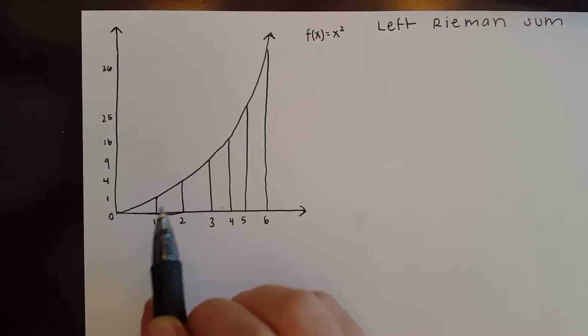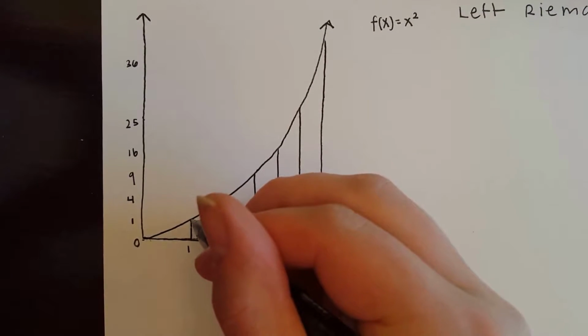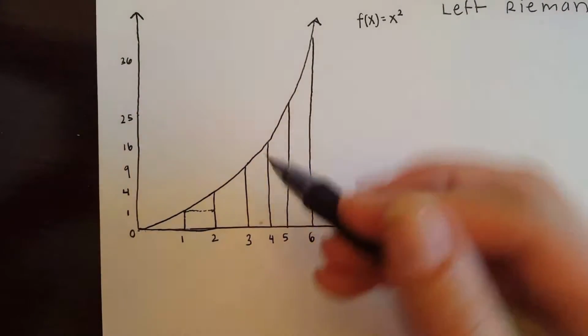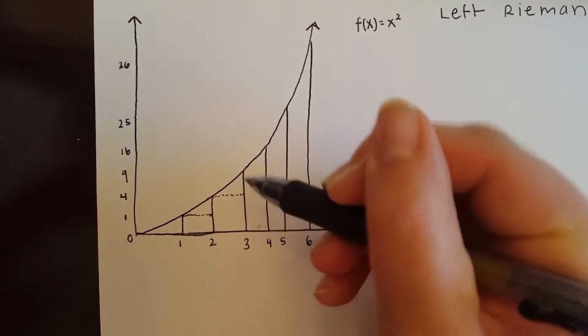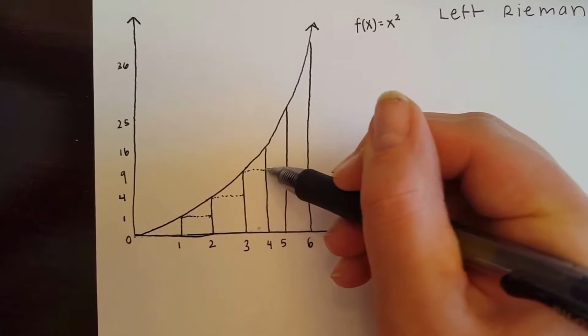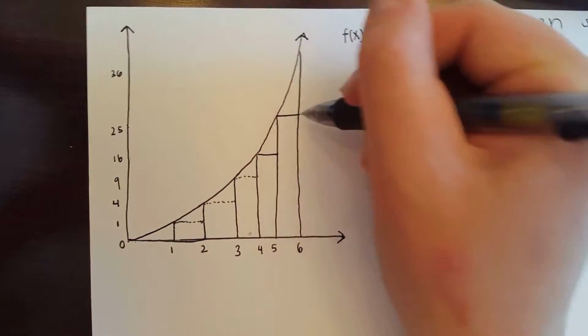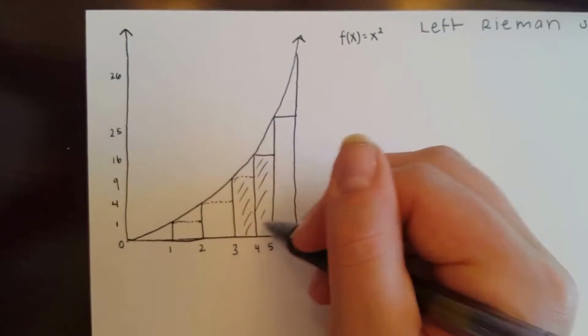Now let's move to x equals 1. At x equals 1, the graph equals 1, so the height of the rectangle will be 1. And we'll continue doing that throughout the whole graph. So at x equals 2, it equals 4. So the height of this rectangle is going to be 4. Just keep doing that, drawing from the left side over. So you have all of these rectangles shaded in. That's going to be our estimate for this graph.